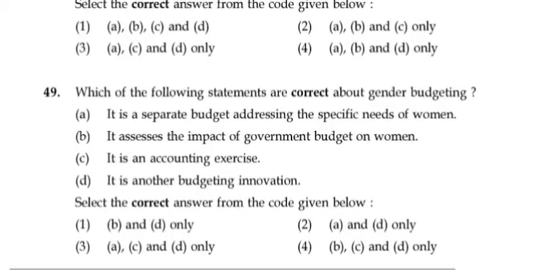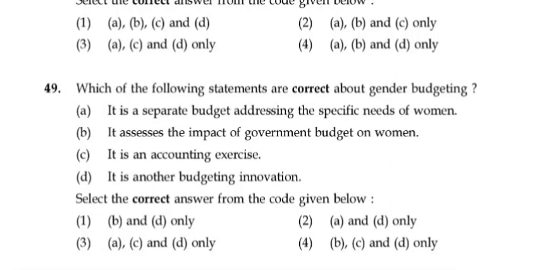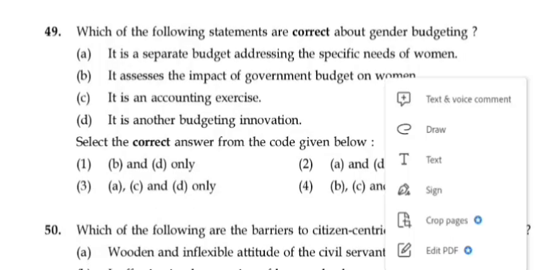Question 49: Which of the following statements are correct about gender budgeting? A, it is a separate budget addressing the specific needs of women. B, it assesses the impact of government budget on women. C, it is an accounting exercise. D, it is another budgeting innovation. B and D, A and D, C and D, B and C. For 49 it will be number 1, B and D.